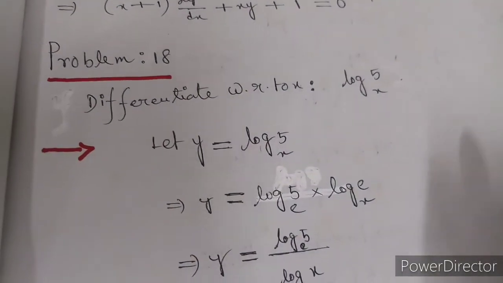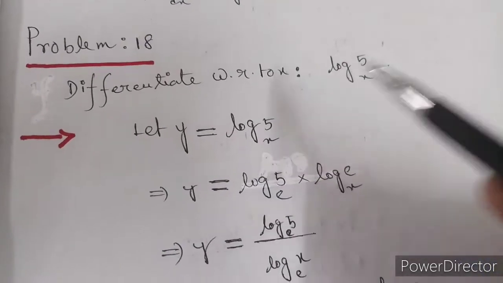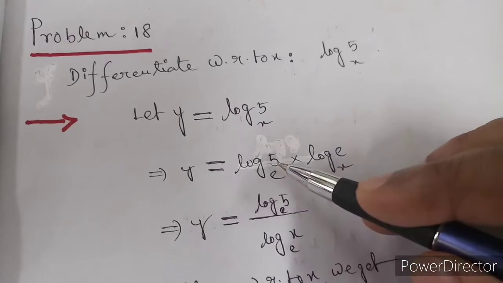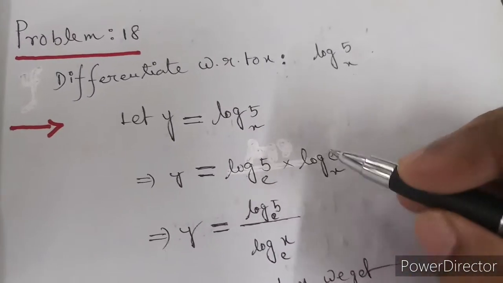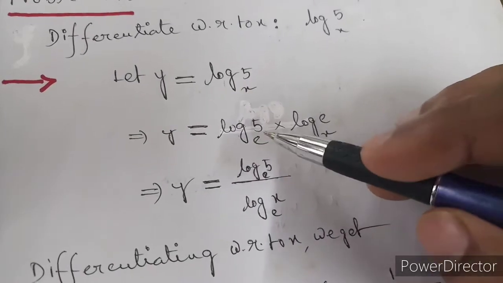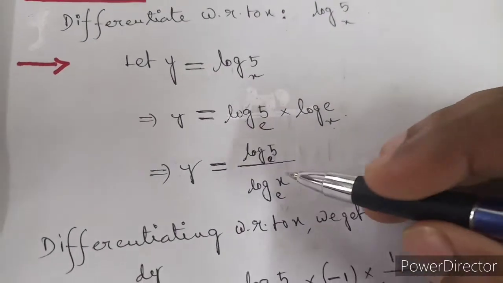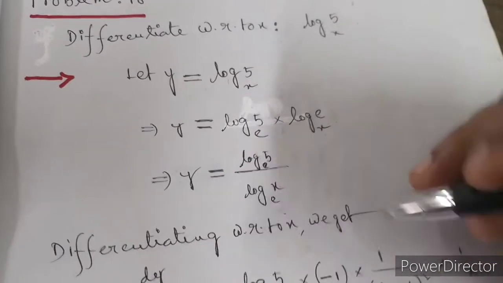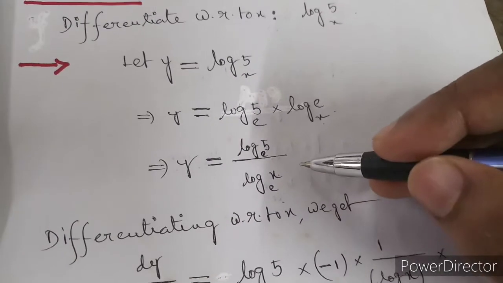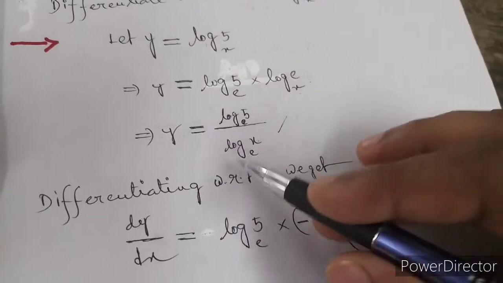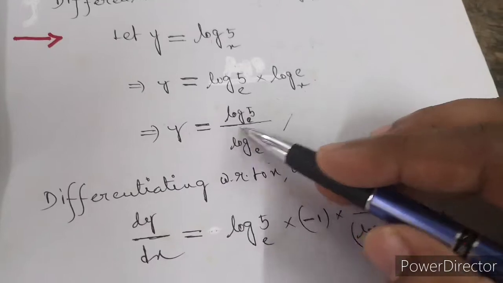Problem number 18. Differentiate with respect to x. That should be log 5 to the base x. Log 5 to the base x can be written as log 5 to the base e into log e to the base x. Clear? And log 5 to the base e is the constant, and log e to the base x should be 1 by log x to the base e. So I think y equals log 5 to the base e by log x to the base e. It should be the constant term.